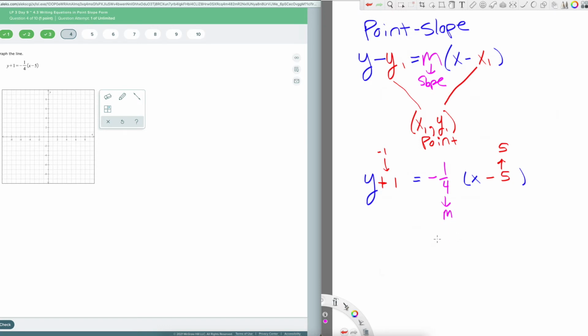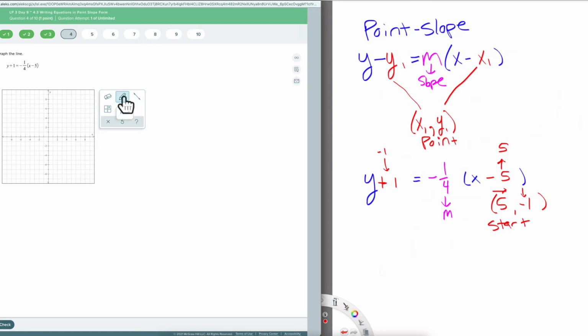So let's go ahead and put this into a coordinate point just so we can see it. So we have x and we have y. This is now where I'm going to start. Instead of on my y-intercept, when I get a point slope equation, I'm going to start on the point and then I'm going to move using the slope. So with this one, I'm going to go right 5 and down 1. So I'm going to click on my pencil tool and go right 5, down 1, and put a dot there.